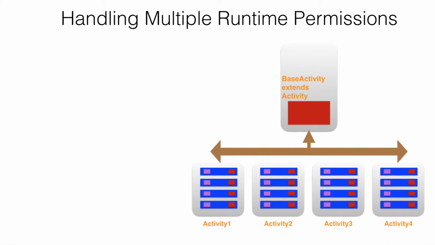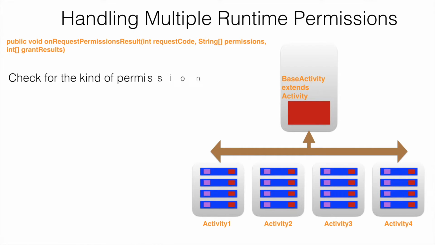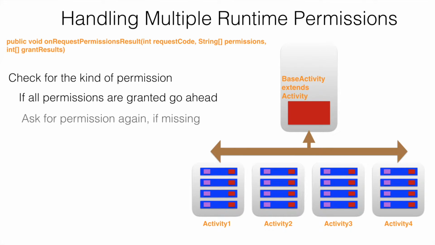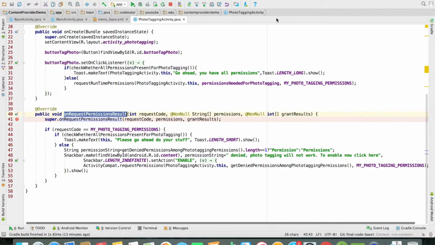And the logic is once again pretty simple here. In this case, I will check what kind of permission it is. In this case, it is a photo tagging permission. If all the permissions are granted, I will just go ahead and do my operation. Otherwise, I will once again ask the permission if any of the permissions are missing. That is, if you don't have any of the permissions, you should not allow the user to continue with the functionality. Now let us have a look at the code.